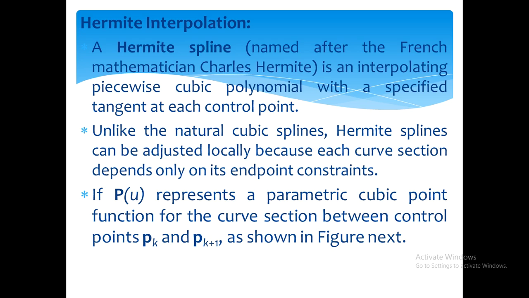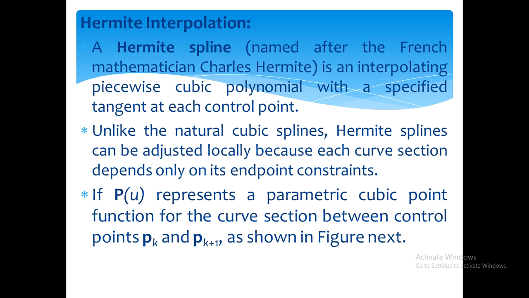Tangent means directional vector, which direction the curve is moving. We are setting a tangent at each control point. It is again interpolating. Every piece of your curve has to cross through the control points. We are specifying a tangent at each control point just to check the continuity, whether they are following the same path or not.